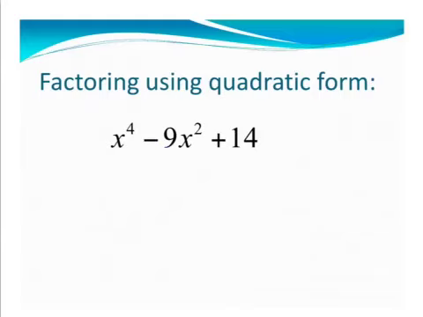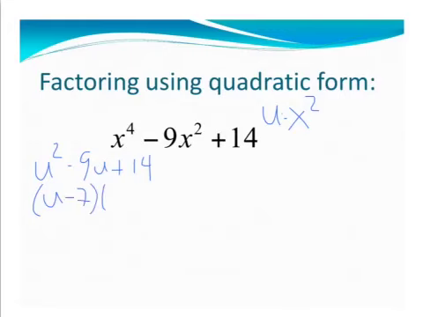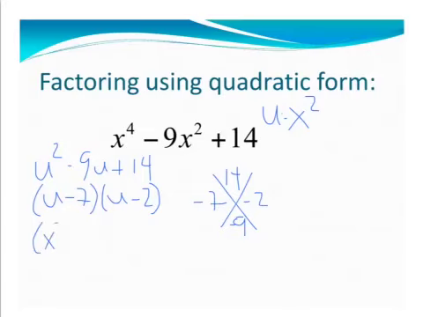Alright, same one. Try it, pause it, and then I'll do it for you guys. So I'm going to call x squared u, u equaling x squared. So I have u squared minus 9u plus 14. That means I have u minus 7 times u minus 2, because what multiplies to 14 and adds to negative 9 is negative 7 and negative 2. And then I plug my x squareds back in, so I get x squared minus 7 and x squared minus 2.